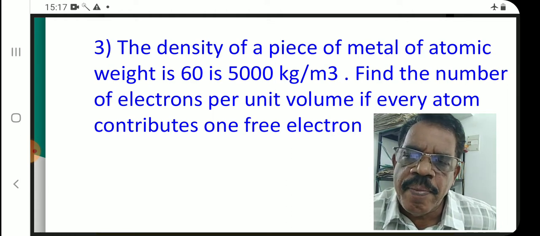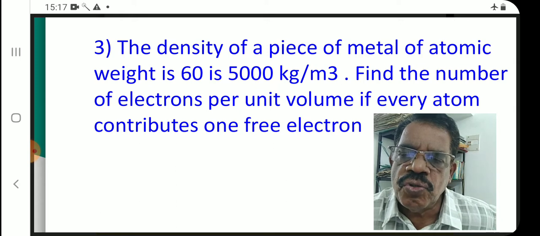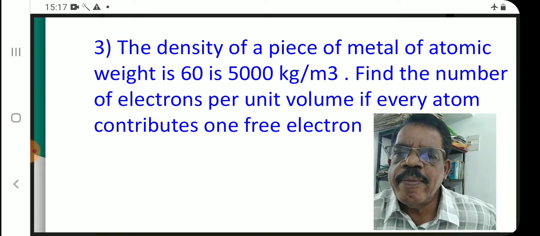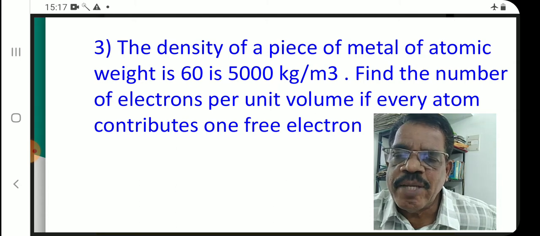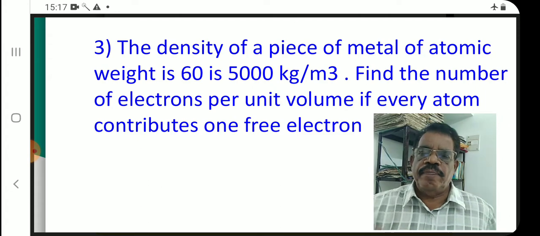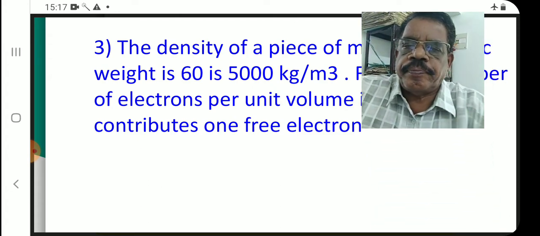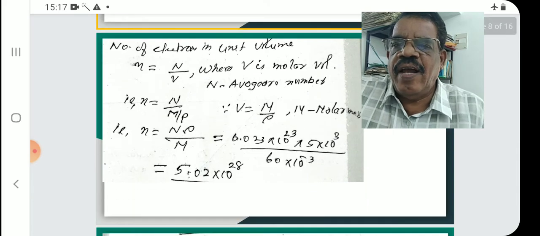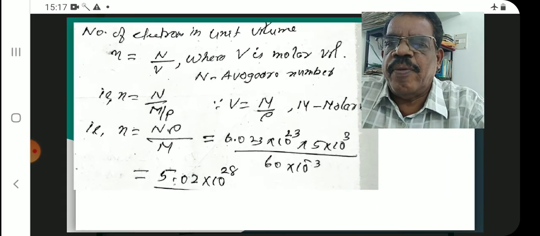One atom contributes one free electron. So to find the number of free electrons, we have to find the number of atoms per unit volume. The number of atoms per unit volume is the number of electrons per unit volume. Remember, the number of electrons per unit volume is the number of atoms per unit volume.